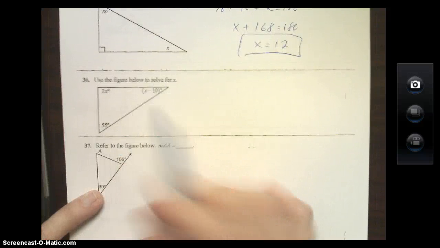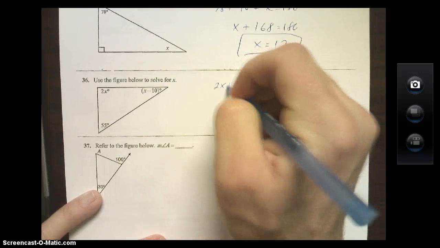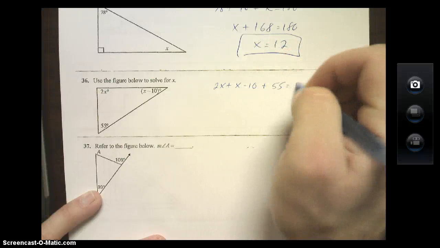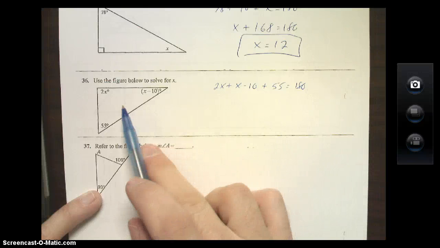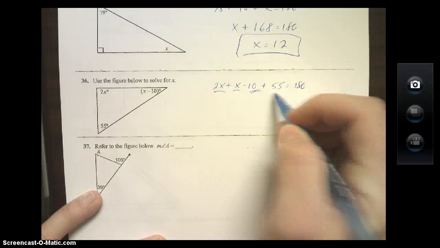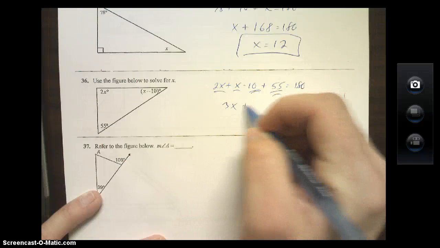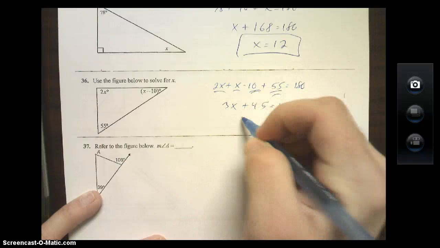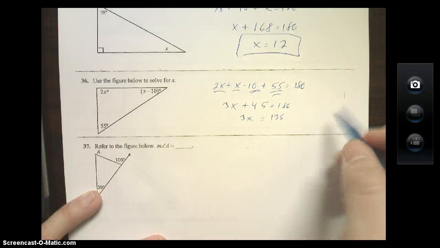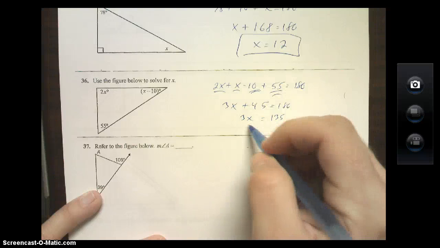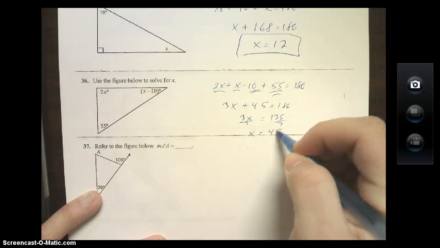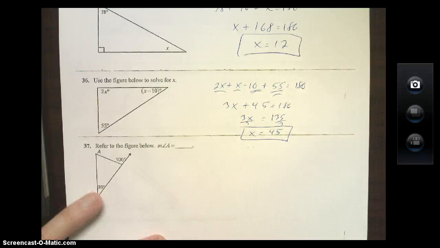Same idea for 36, except a little bit more involved. All three angles have to equal 180. So create your equation. 2x plus x minus 10 plus 55 equals 180. Combine like terms. 3x plus 45 equals 180. Subtract 45 to get 135. Okay. Divide by 3. x equals, let's see here, 45. Right.